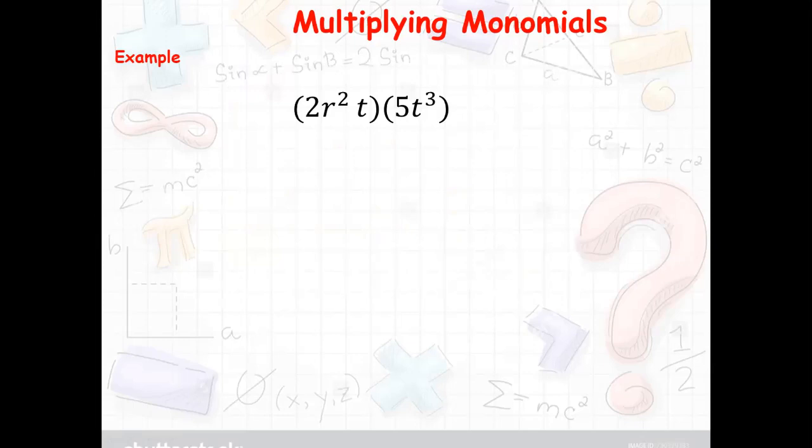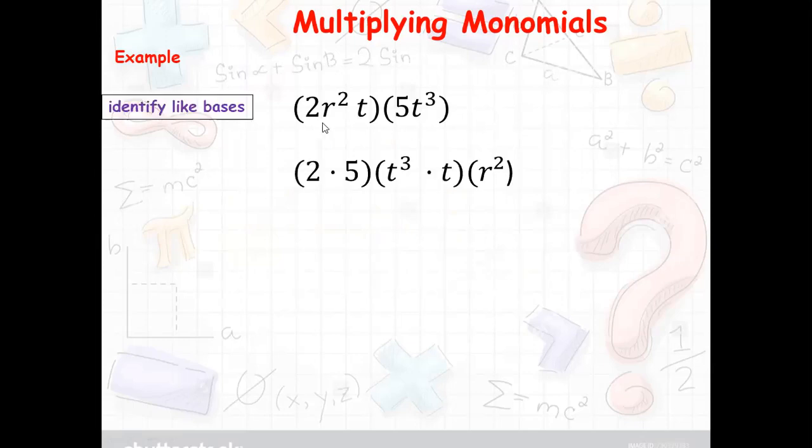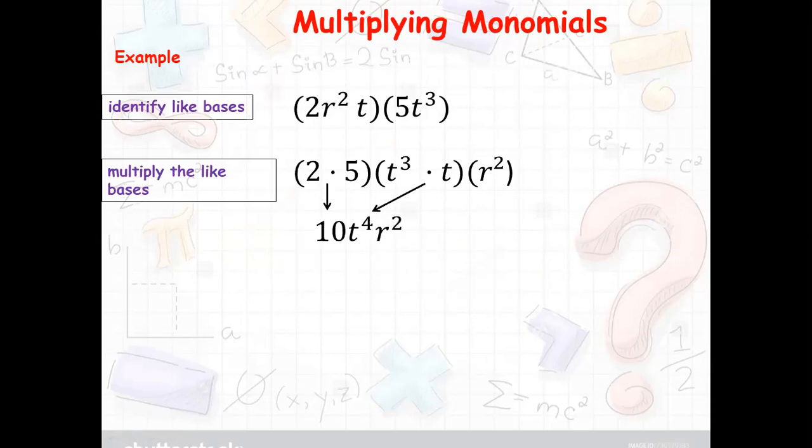Here we multiply the bases first, so we group them. So 2 multiplied by 5 first, then t, 3 multiplied by t, and then r square. So 2 times 5 gives you 10, then t multiplied by t to the power of 3 gives you t to the power of 4. That's because we are just adding the exponents, we don't multiply them. Then r square remains the same, as there is nothing to multiply with r square. So the answer is 10 t to the power of 4 r square.